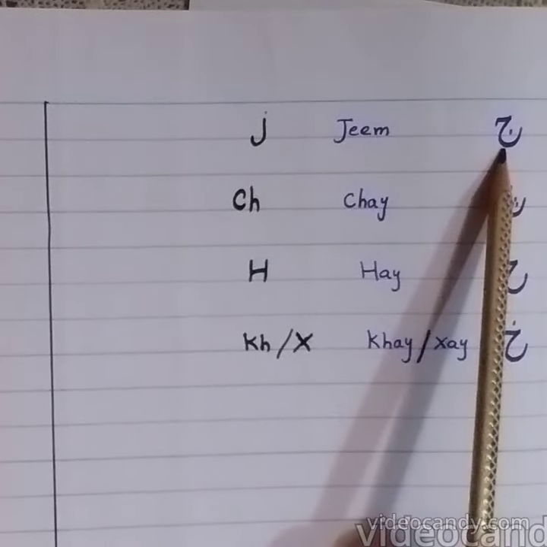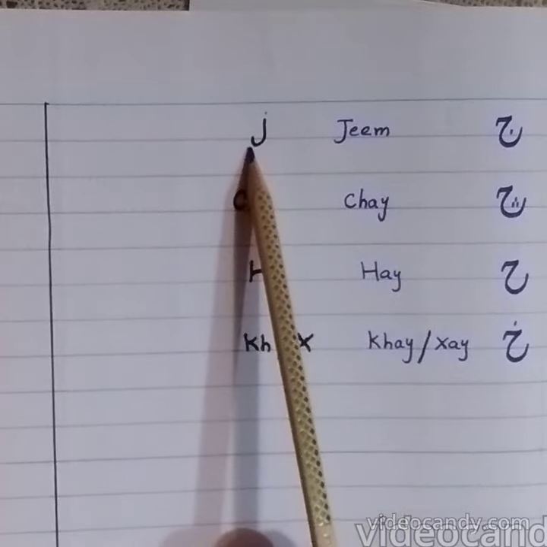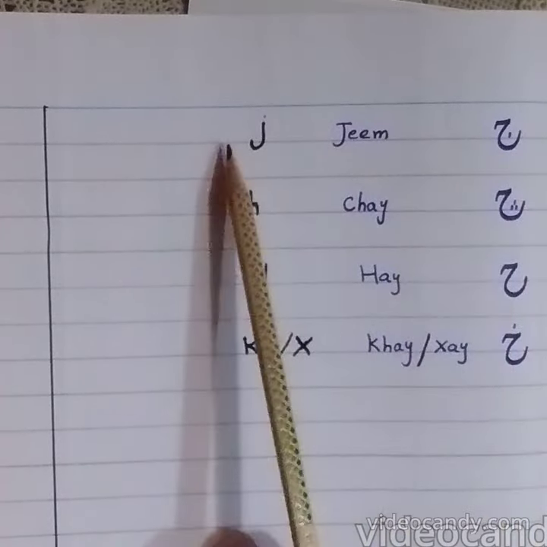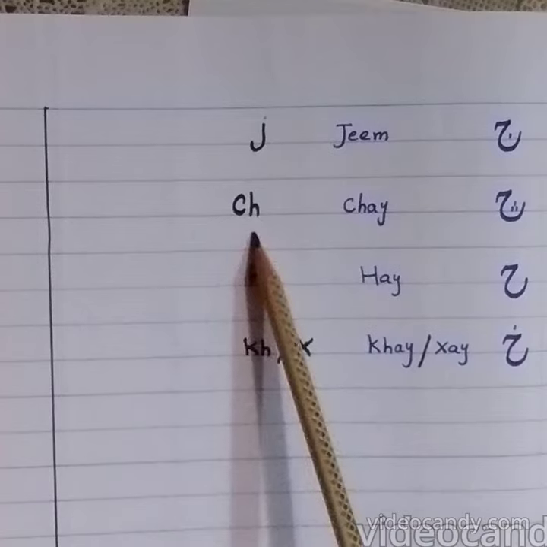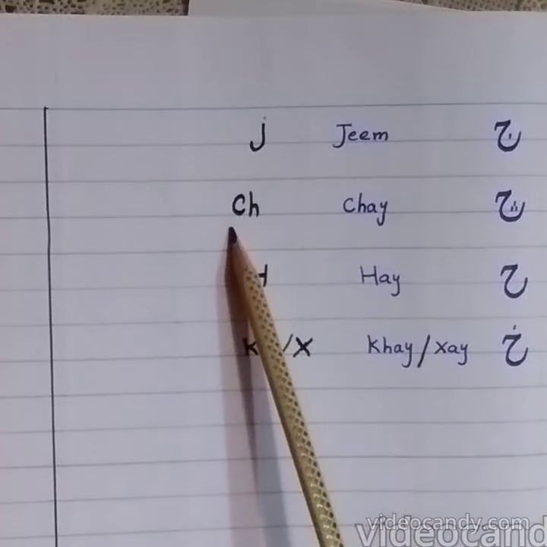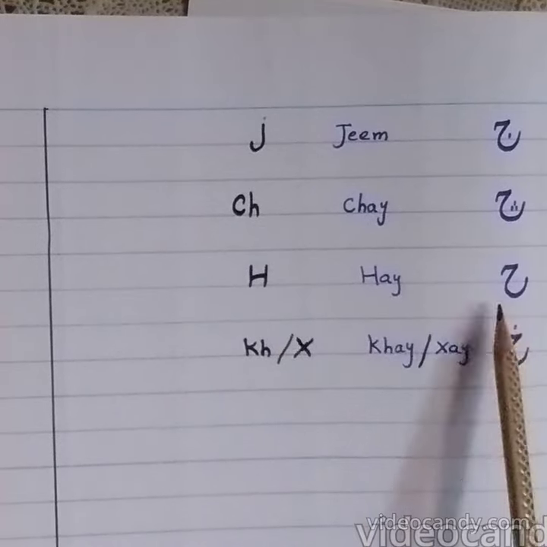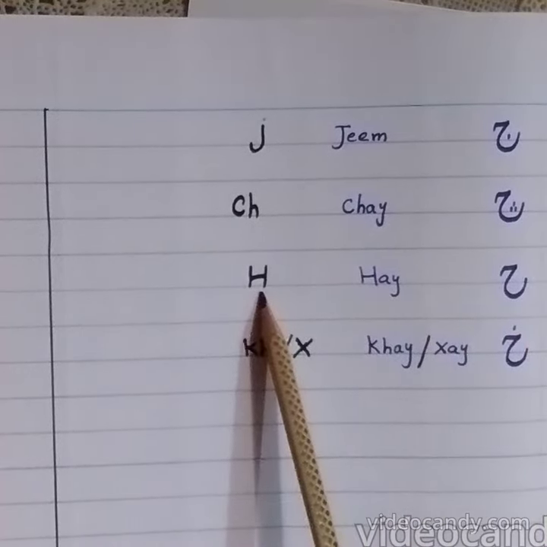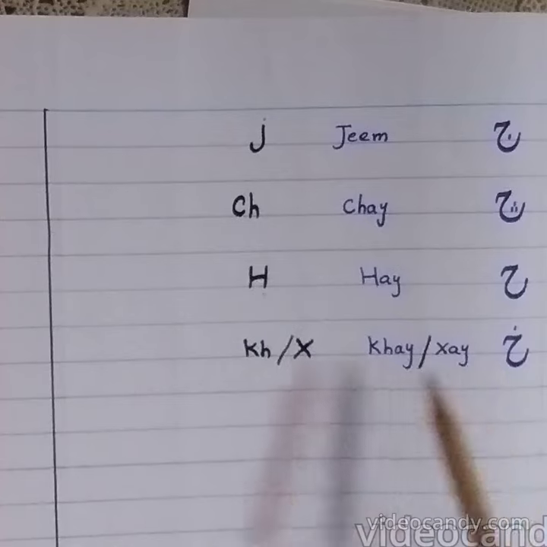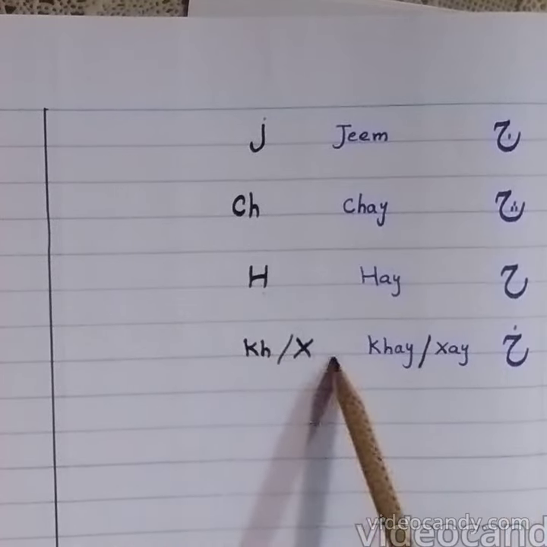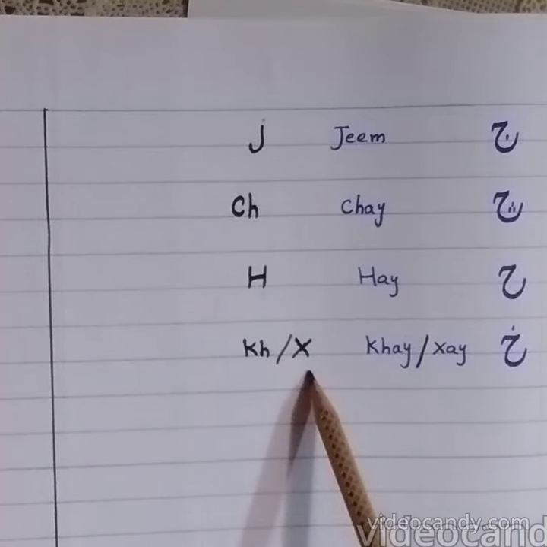Next, the next alphabet is Jeem, sound of J. Jeem has a J sound. Next, sound of CH. In English it has a CH sound. He, sound of H. Khe, sound of KH or X.